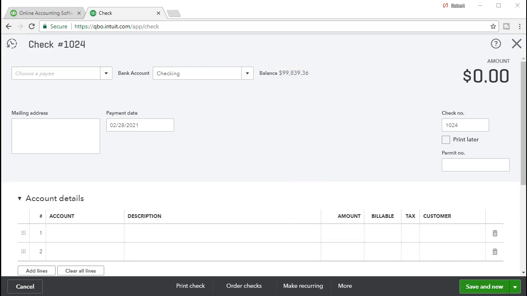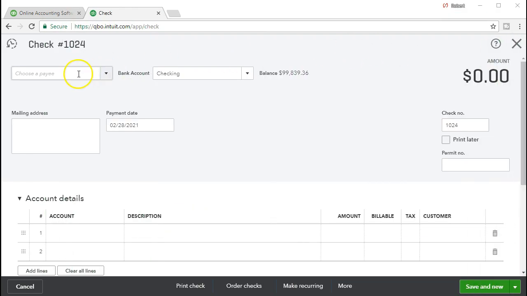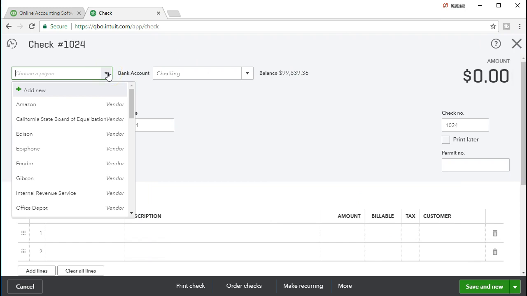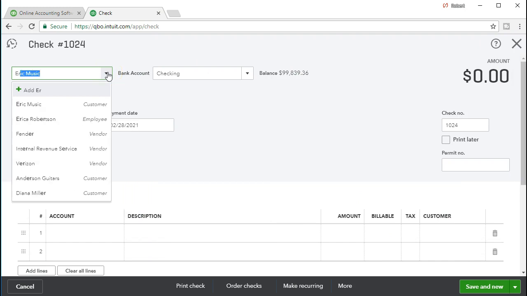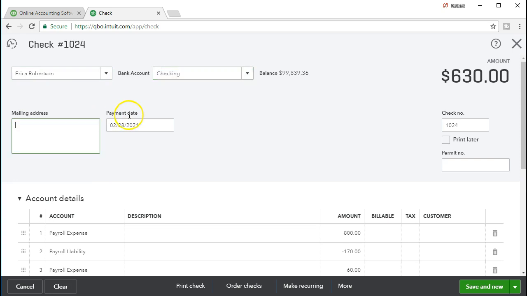So now for Erica, we're going to take our register data: earned 800, but the net check, the amount of check that we want to actually record, is going to be 628, and the difference is going to be the Social Security, Medicare, and income tax. So let's type in Erica. We're going to just drop down and type in Erica, and Erica Robinson here is the employee, not the customer. And we're going to write the check here. And it's populating the correct payment date. That looks like the right number this time. That's good. We're not going to print it.